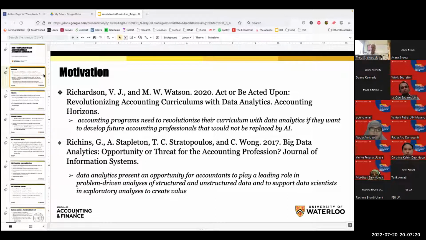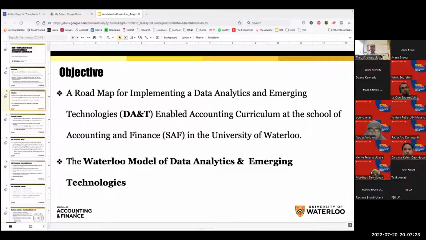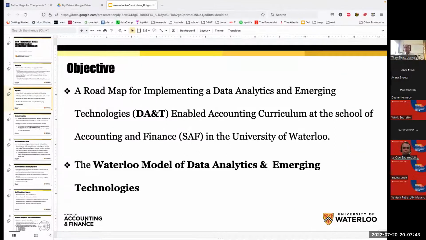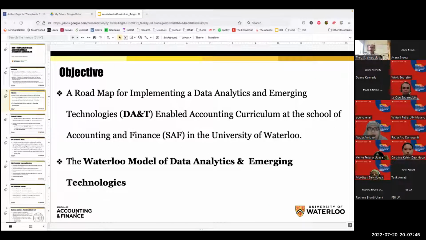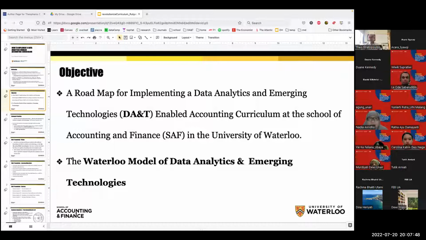So, given this motivation, we're now going to the objective of the paper that Dwayne and I have written on how to implement a data analytics and emerging technology enabled accounting curriculum. What we're going to share with you is our experience. We're going to describe to you in the next few slides the curriculum that we have developed in Waterloo, a data analytics and emerging technologies enabled accounting curriculum.